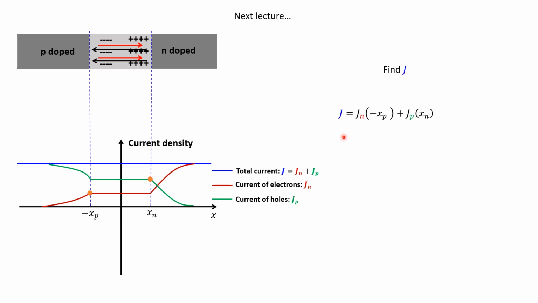Okay, so now we've established a strategy to calculate the total current by using only the diffusion current of minority carriers. And in the next lecture, we're going to follow this strategy to find expressions for the current of electrons and holes, in other words, for the total current, in terms of the concentration of excess charge. And we're going to discuss what that means in the next lecture.